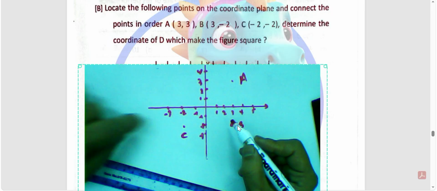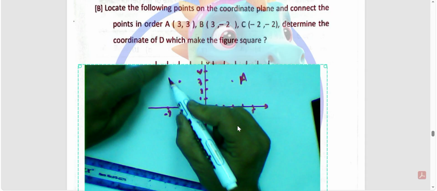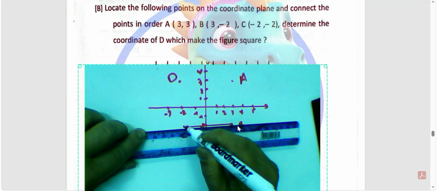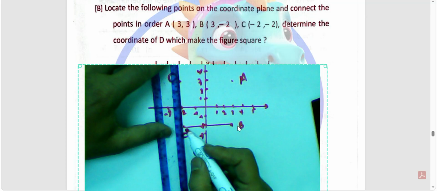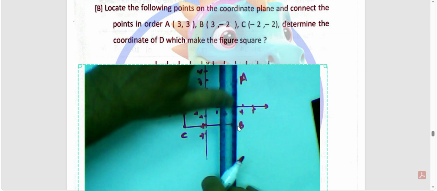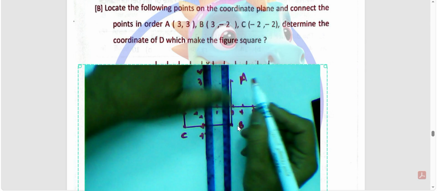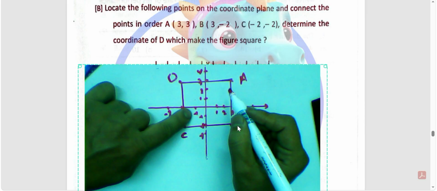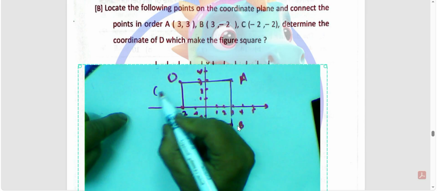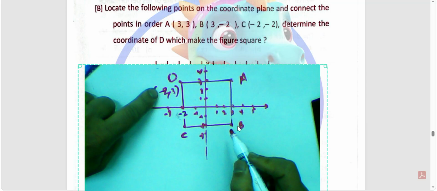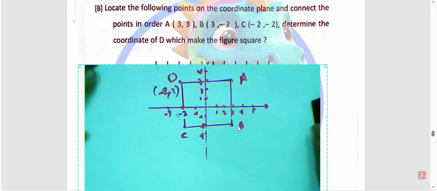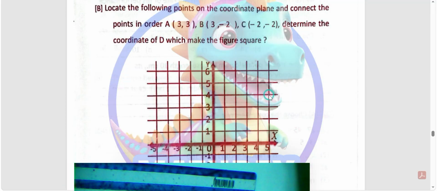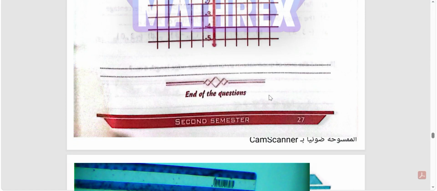And point D will be what? Start from negative 2 to 3, to draw a square. Point D will be negative 2 and 3. He asked me what's the coordinate of the point to draw a square. D will be negative 2 and 3. This is the answer. Next question. Okay, it's the end of the questions.